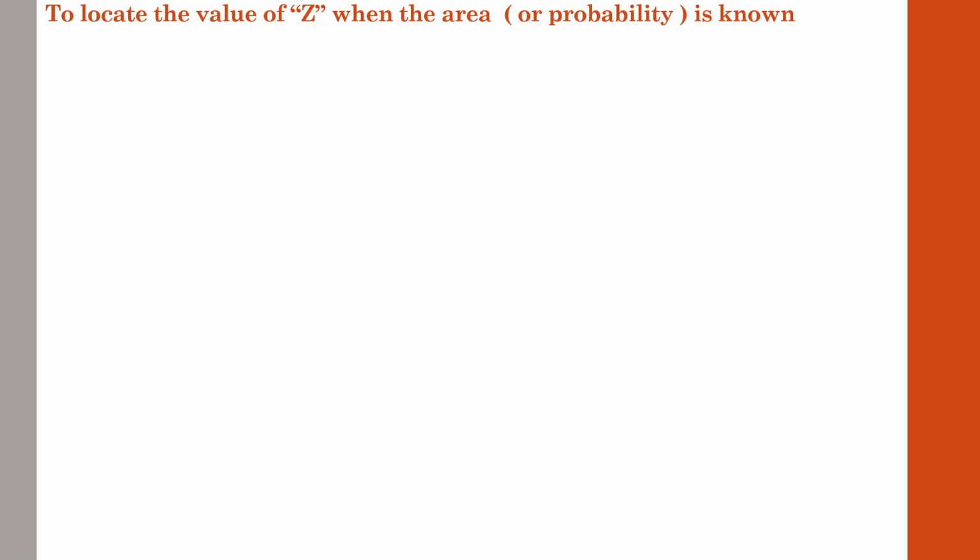Next, you will come across a question where the value of Z will be given, and you need to find the area. That is the other way around. So let us deal with that with an example, then we will get a clear picture. Sometimes you may come across a question where the value of A, or otherwise known as X, is unknown. X will not be given.